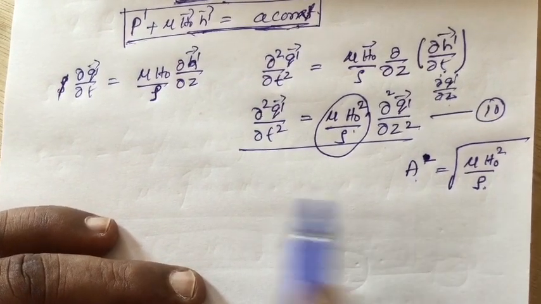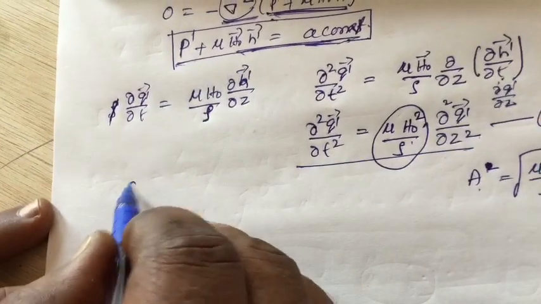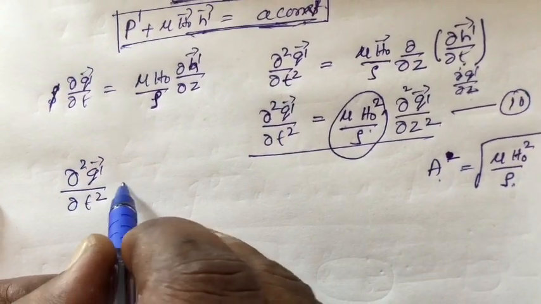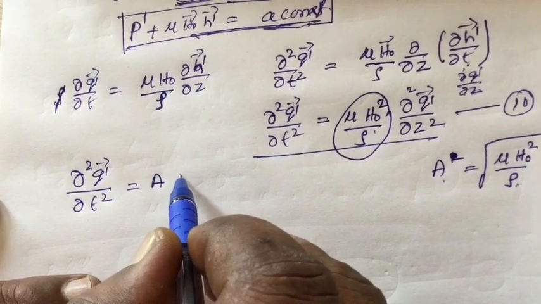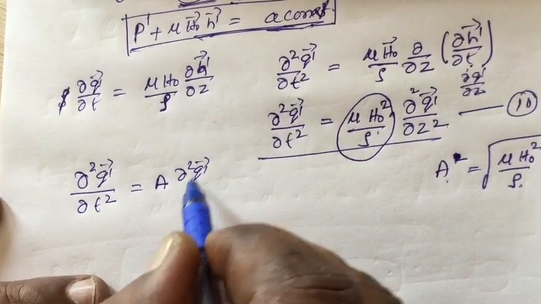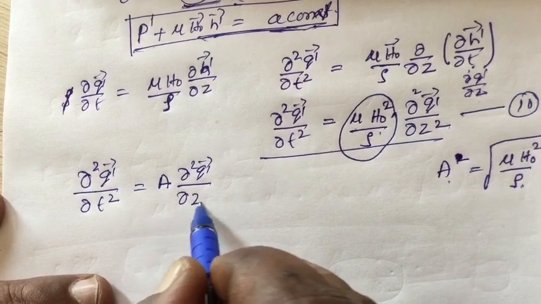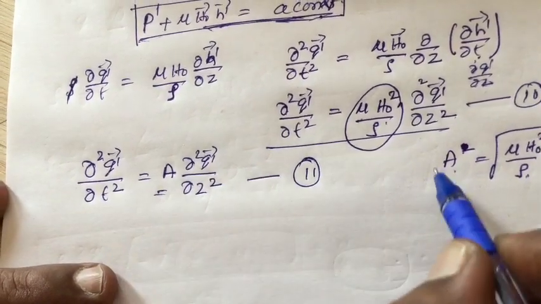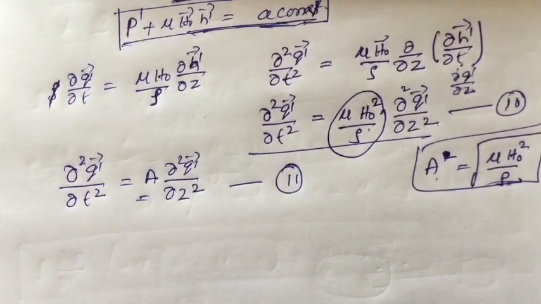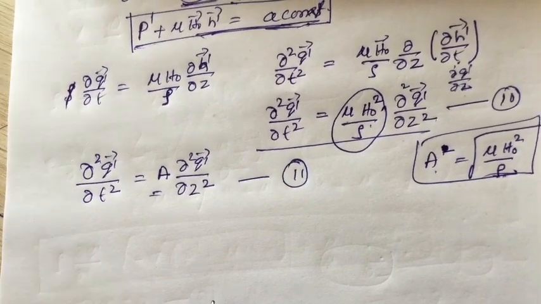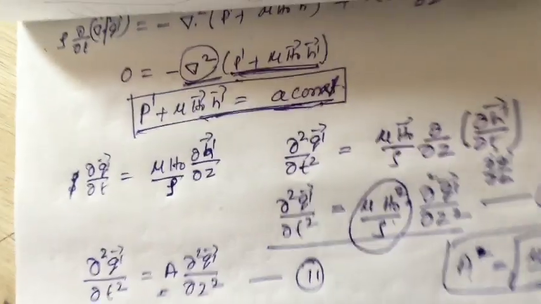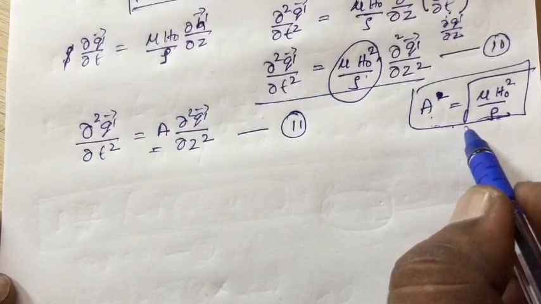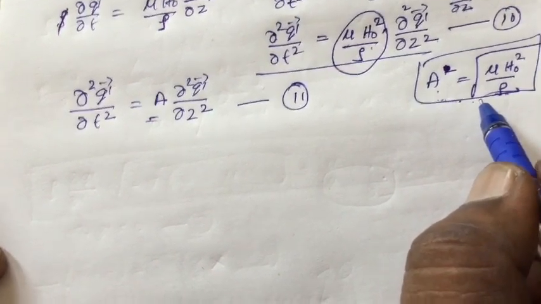Therefore, this equation will become del square q dash by del t square is equal to a square into del square q dash by del z square. Call that equation 11. And this A, which is given like this, is called the Alfvén velocity. Remember that it is called the Alfvén velocity. This A is called the Alfvén velocity, right?